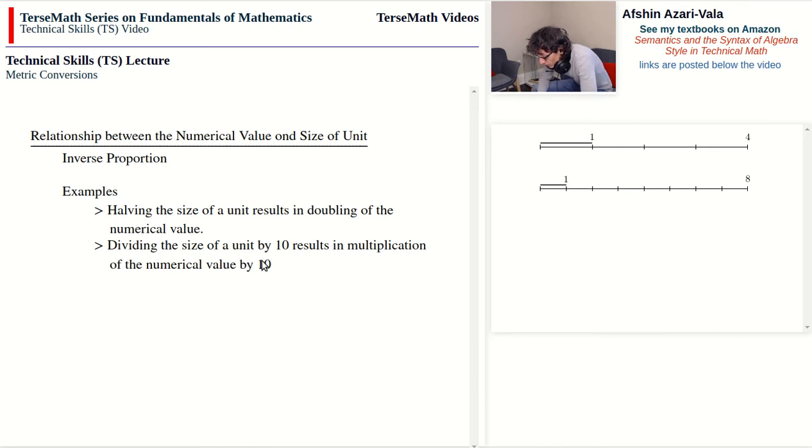So if you divide the size of a unit by 10, then you have to multiply the numerical value by 10 as well. And here's an example of what that means. So here we've got the same line. Let's say that this is our unit, and if this is the unit of length, then 4 of them fit. But if I divide the size of the unit by 10, if I make it 10 times smaller, so now this is a 1, then I find that 10 times as many will fit in, 40 of them.